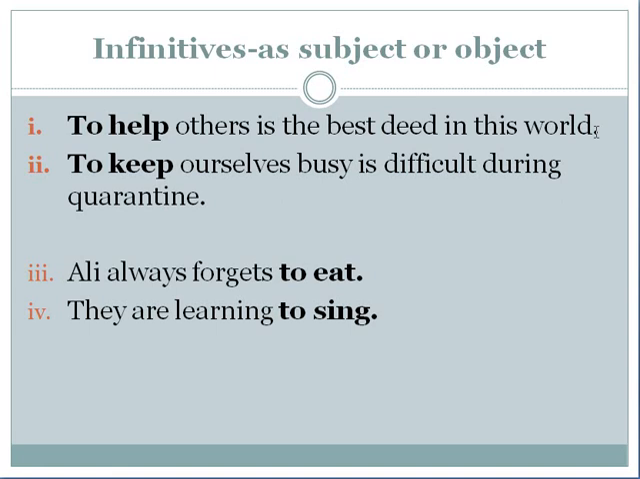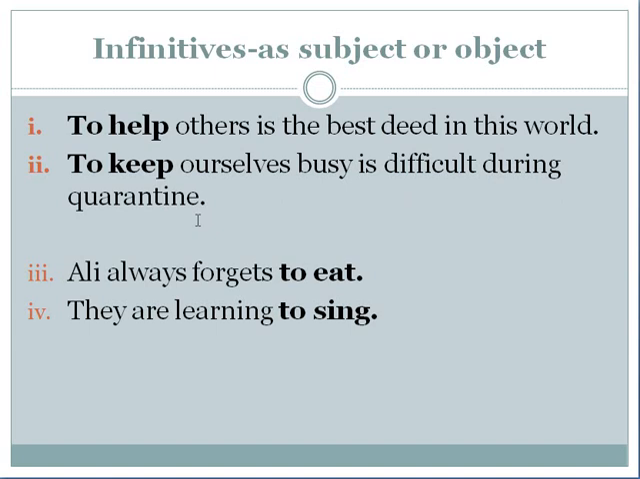The first two examples are the use of infinitives as subject, because a subject is something that always comes at the start of a sentence, and an object is something that always comes at the end of a sentence. Like, to help others is the best deed in this world. Nowadays, in the current situation of coronavirus, we should always help all the people around us. You should always help the poor people around you and take care of them in this scenario. So many people are doing this, so we should try our level best to help poor people as much as possible. First example: to help others is the best deed in the world.